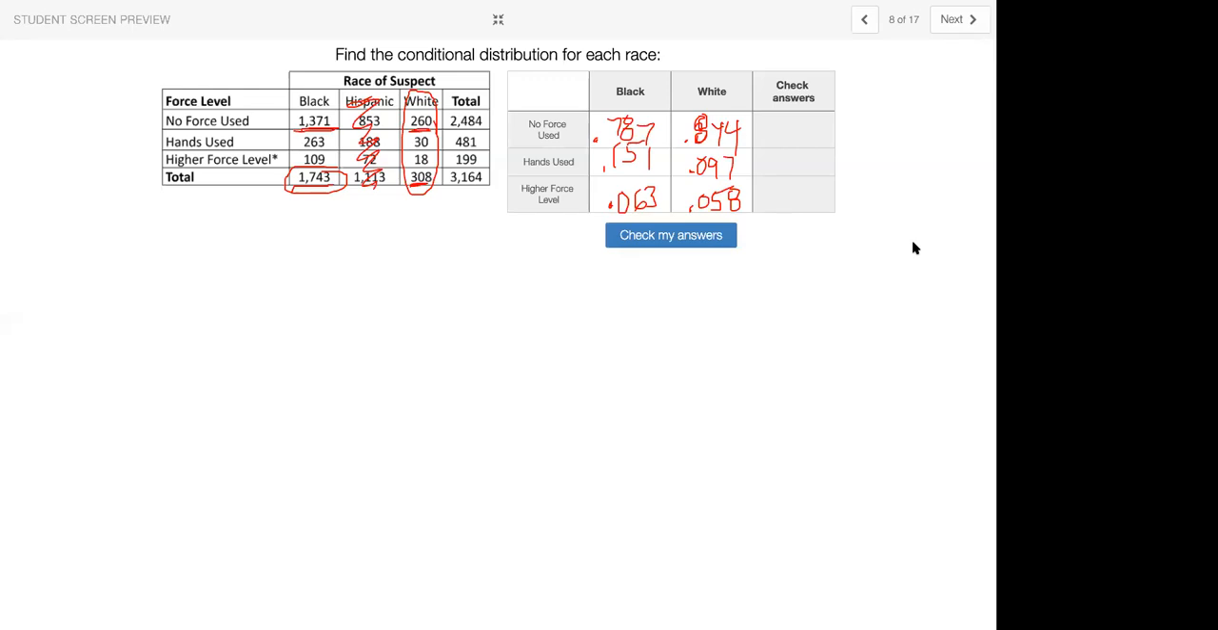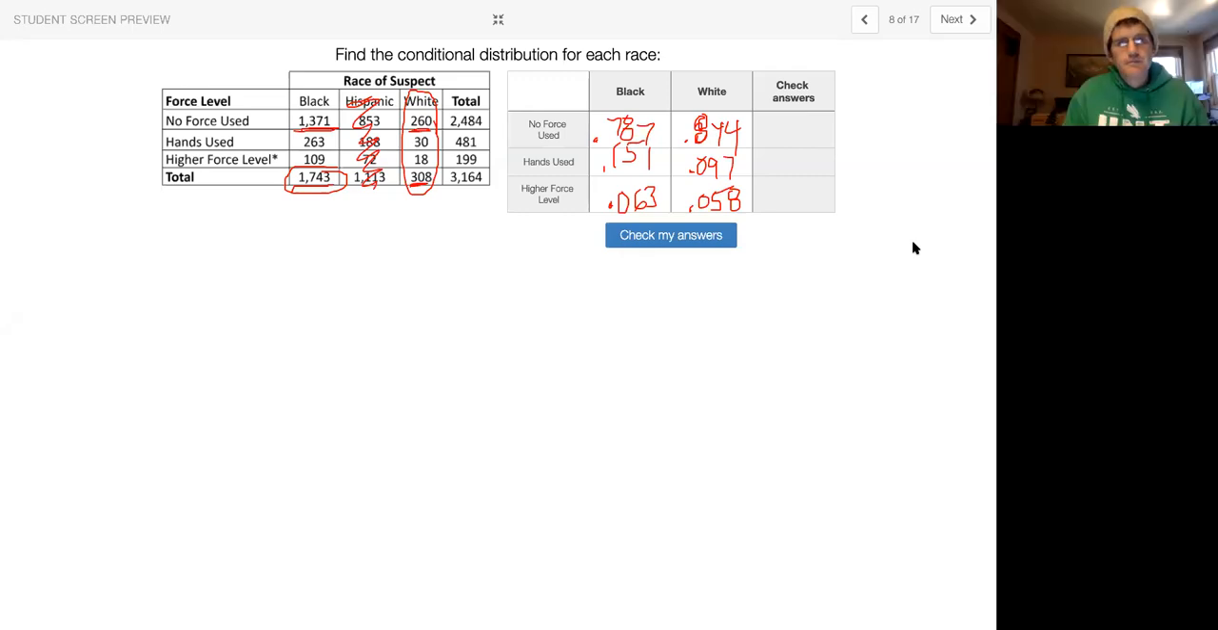That among black suspects, there's a high level of force use compared to white. There's more force use, period. Very good. So that's one takeaway you can have. I think there's a slide that asks you to comment on it.